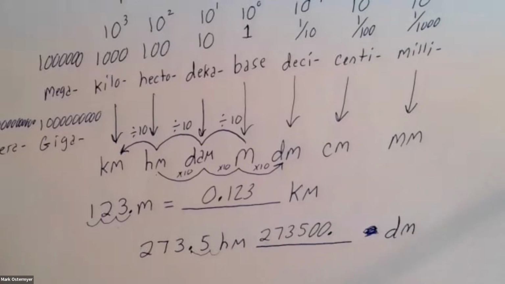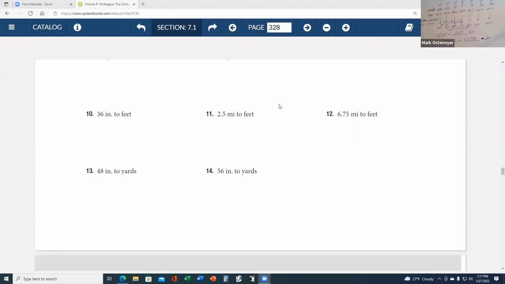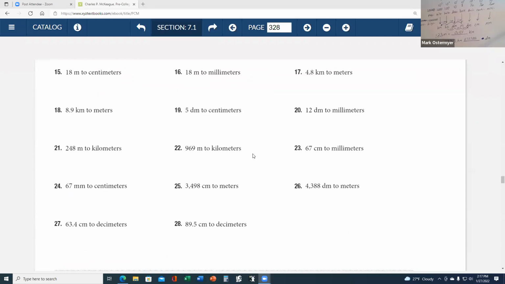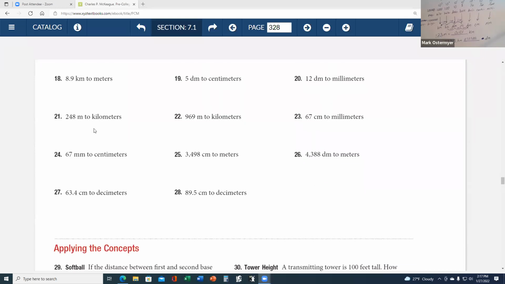So I'll tell you what, for classwork number 3, let's see if you can do a couple of problems here. Let's see if you can do problems 21, 22, and 23. I want you to convert in 21, 248 meters to kilometers, 22, 969 meters back to kilometers. And 23 is 67 centimeters to millimeters. See if you can do those conversions here.